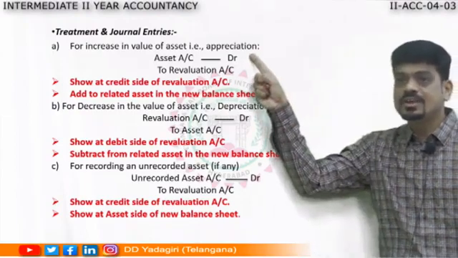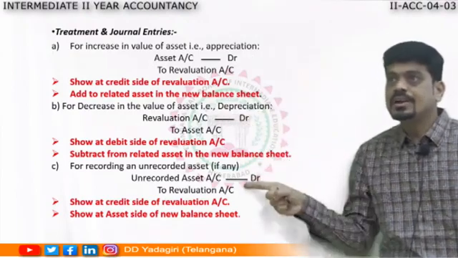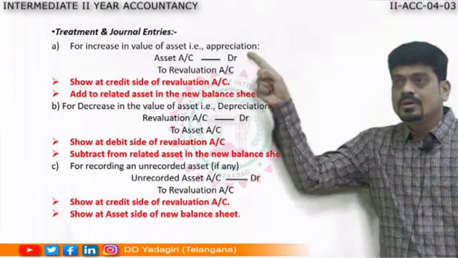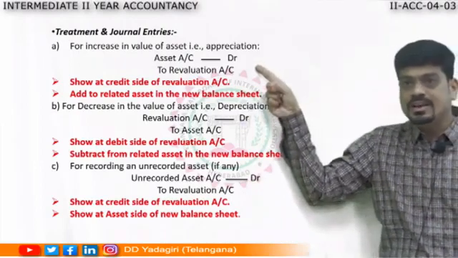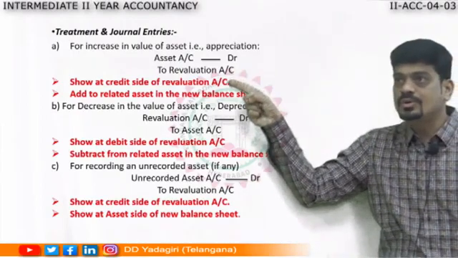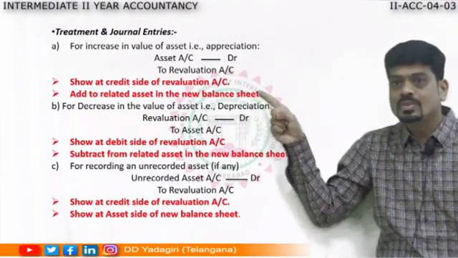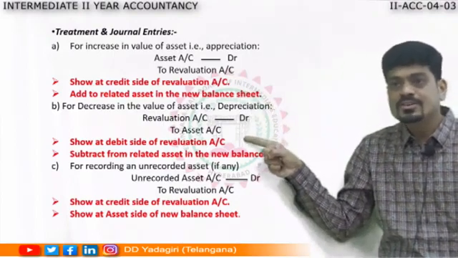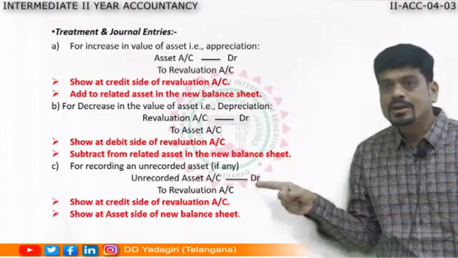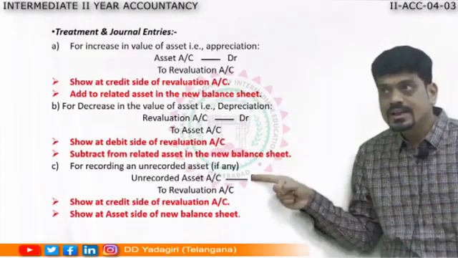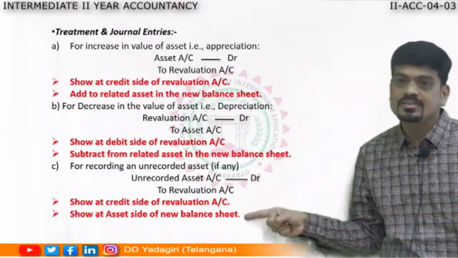1. Appreciation, that is, increase. Depreciation, decrease. Unrecorded. With effects and things. So whenever there is appreciation in an asset, show it on the revaluation account credit side, and add to the asset in the new balance sheet. Decrease: revaluation account debit side, subtract from the asset. Unrecorded asset: credit side of revaluation account and show on the balance sheet asset side.